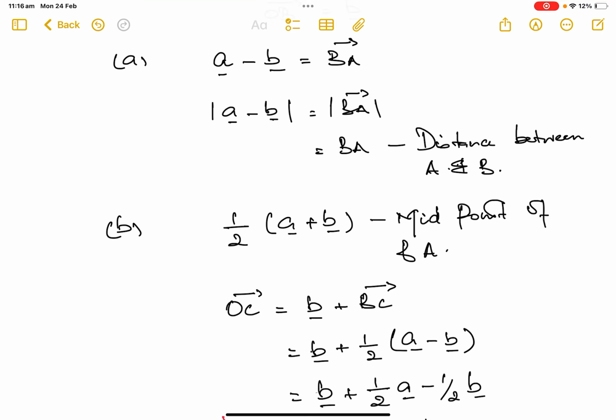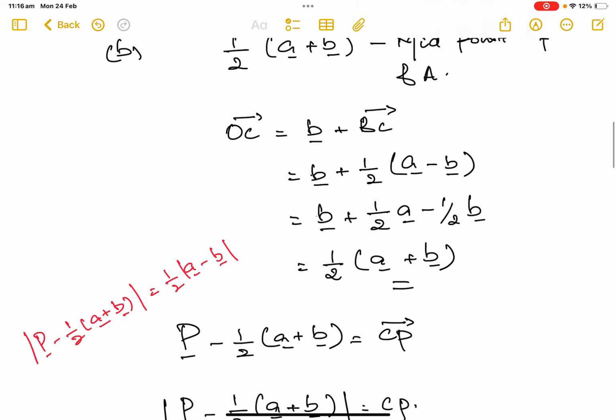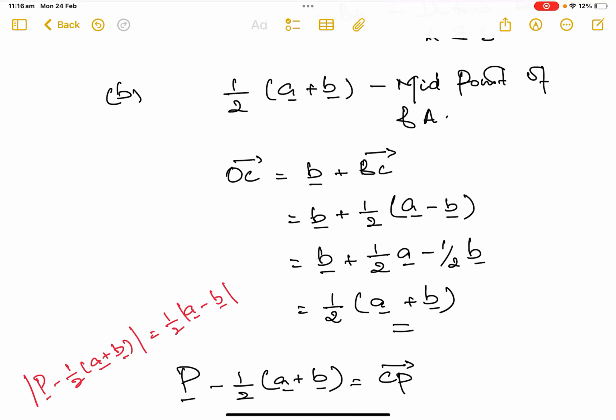And then half of vector A plus B. It is simply the midpoint of BA. Connecting AB, the midpoint of BA is half of A plus B. We just have a little proof or checking.